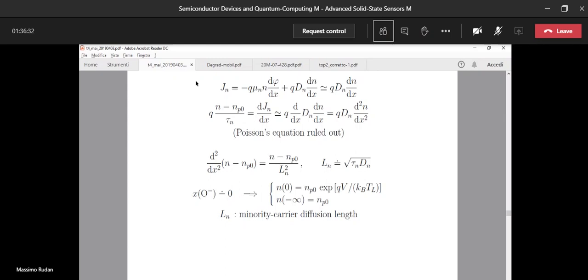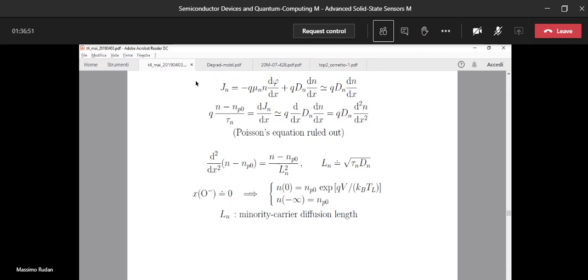However, in this very case of the p-n junction, we can introduce another simplification. And this simplification that can be demonstrated, we don't have time to do it now, we shall do it later.